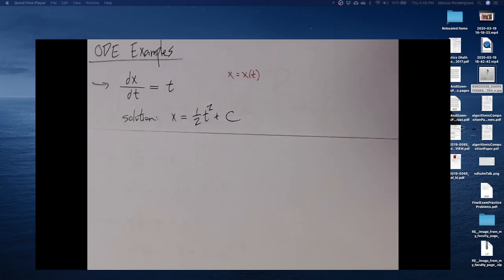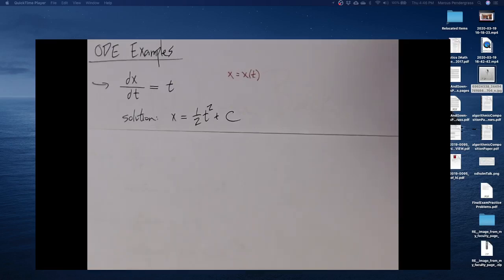So you can probably guess right off the top of your head what the solution is. What's a function whose derivative is t? How about 1/2 t squared? And then you see I've added an arbitrary constant here because if 1/2 t squared solves the differential equation, and it does, right? If you take the derivative of x here, 1/2 t squared, you get t. Then I can add any constant to that function, and it would still solve the differential equation.